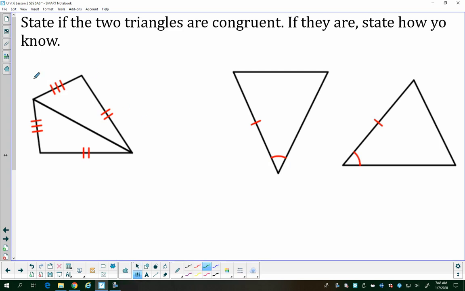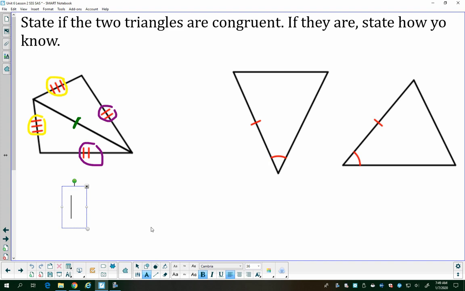So in this first picture, I have one pair of sides, so one side in each triangle, that's marked with two tick marks. I have one side in each triangle marked with three tick marks. And then I also have a side that's in both triangles. That's an example of our reflexive property. So that means that this side in both triangles is the same size. So we have a third pair of congruent sides. So these two triangles are congruent by side, side, side.